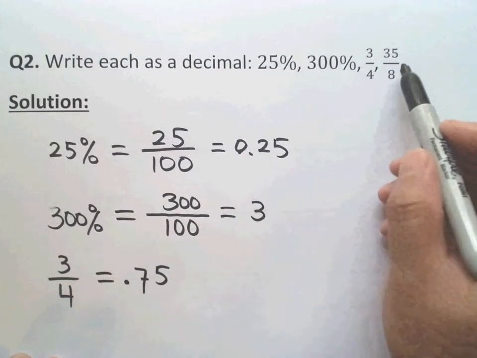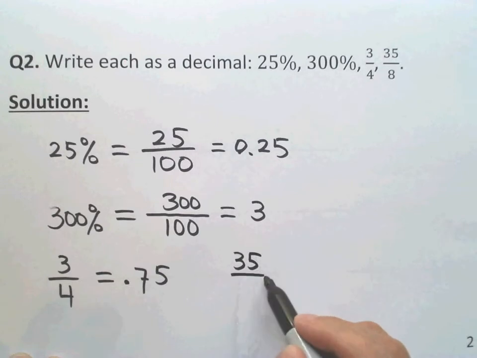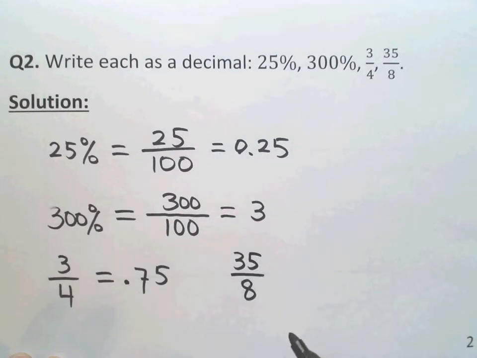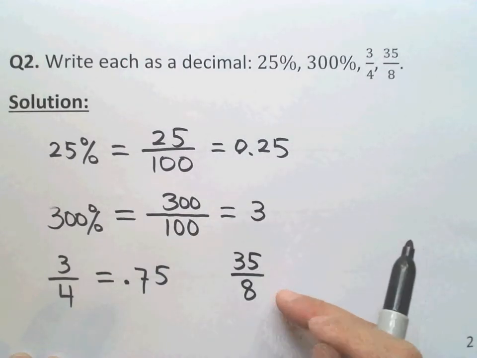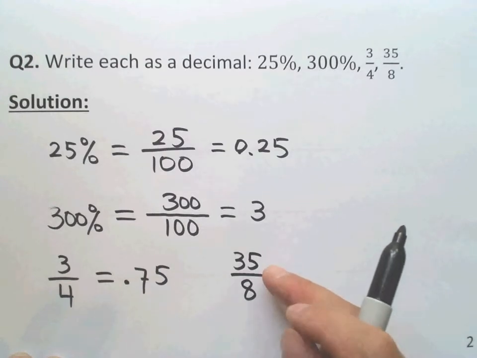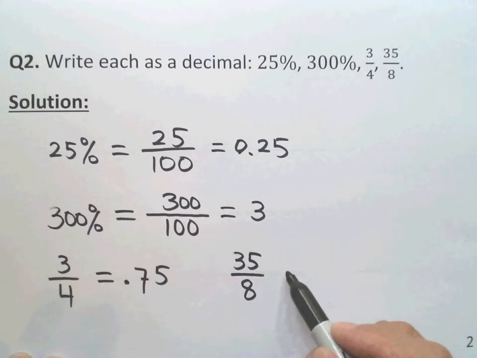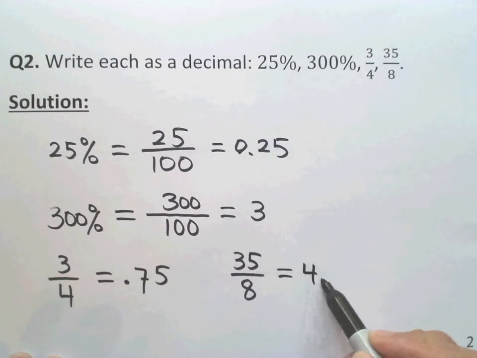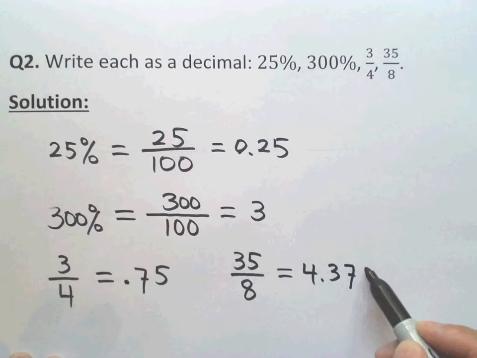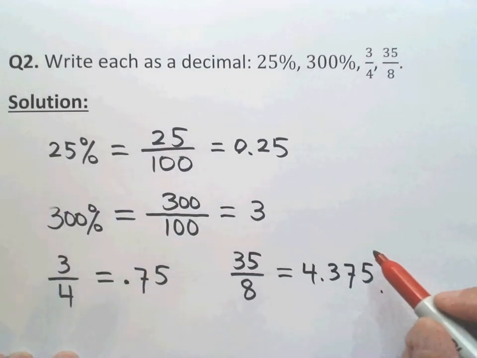How about this number? This time 35 out of 8 is also a fraction. We have to do the division, right? It's better to use the calculator. If you use the calculator, 35 divided by 8, we get a decimal number. I get 4.375. Okay, so I get this number by calculator.